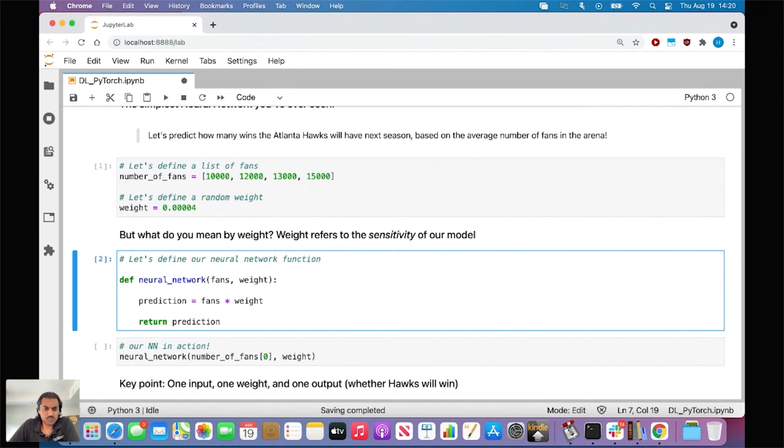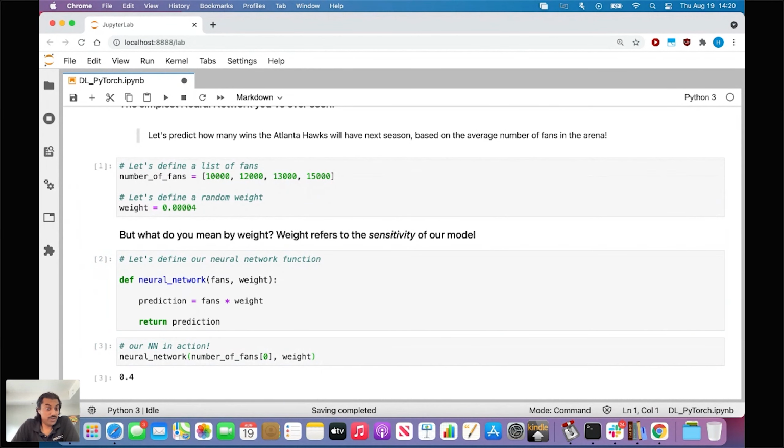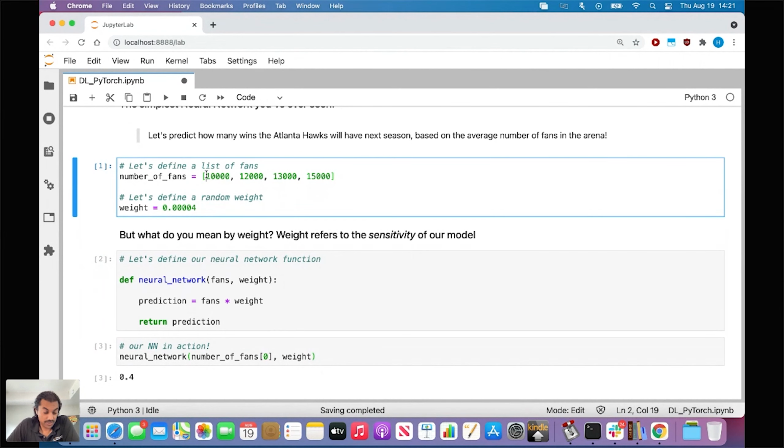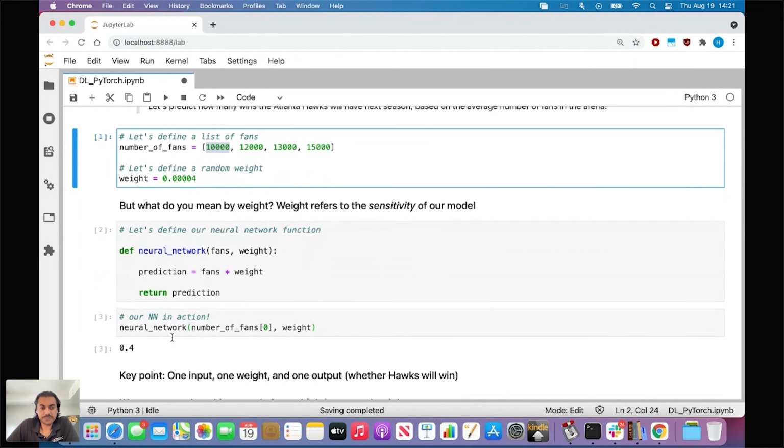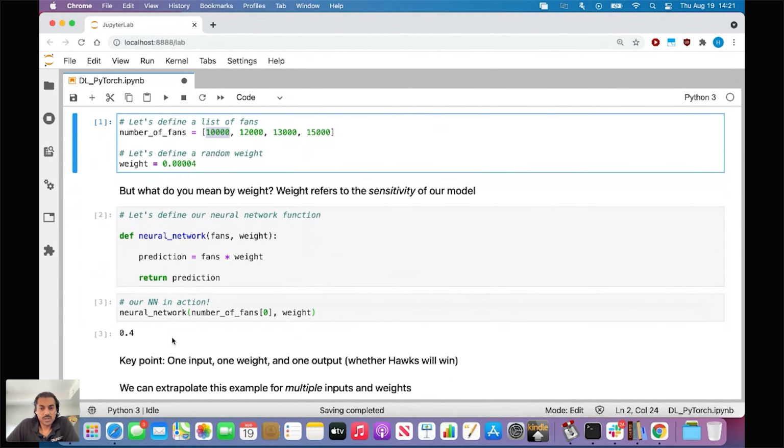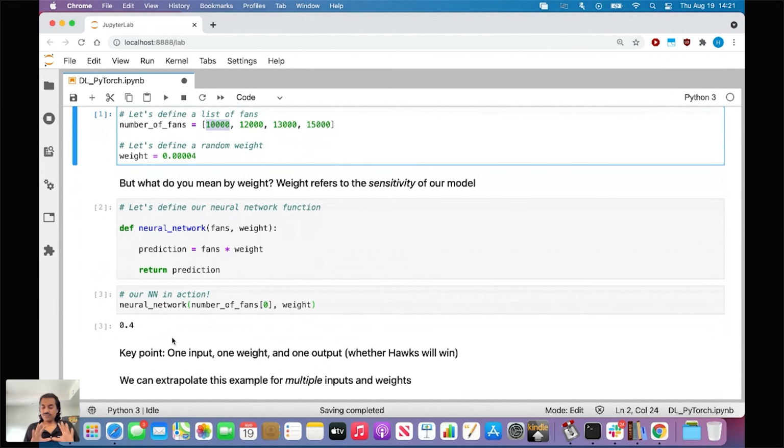So I'm going to run our neural net here, right? I've taken the number of fans in the first, the 0th item here, and I just multiplied it by 0.0004. And what do I get? A 0.4 probability or percentage value, whatever you want to call it. So in this very simplified example, I've taken one input, I've taken one weight, and I've received one output.